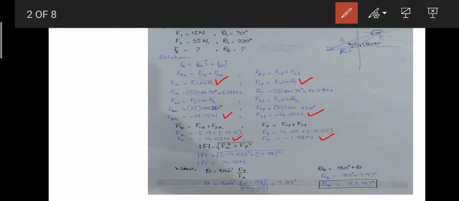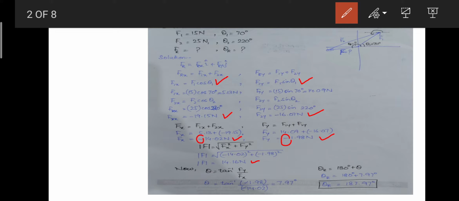Now, to get the magnitude, we use the Pythagoras formula, the square root of Fx squared plus Fy squared. Putting in the values, we get 14.16 Newton. But we observe that the x component of the force has a negative sign, and the y component of the force also has a negative sign.